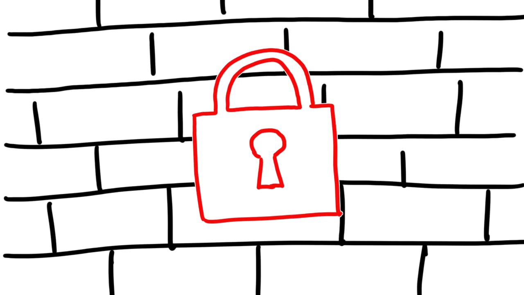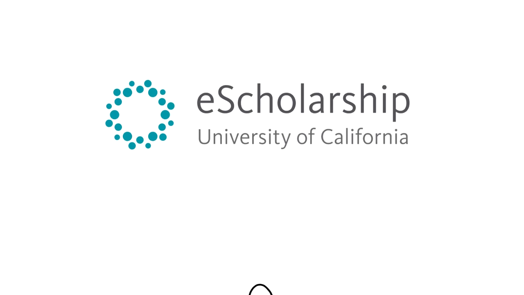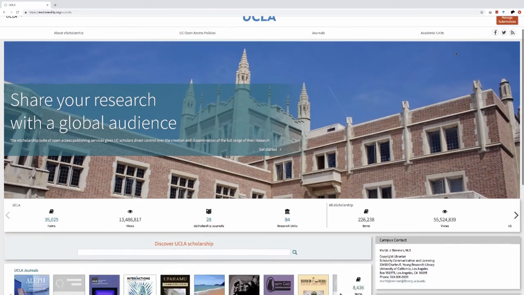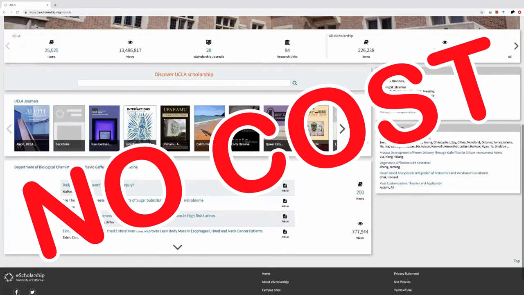Are you tired of research paywalls? Do you wish sharing your research with the world and having your research seen could be easier? Then UCLA's eScholarship is just for you. eScholarship is the official repository of the University of California. It's both open access and easy access, and comes at no cost to UCLA faculty.